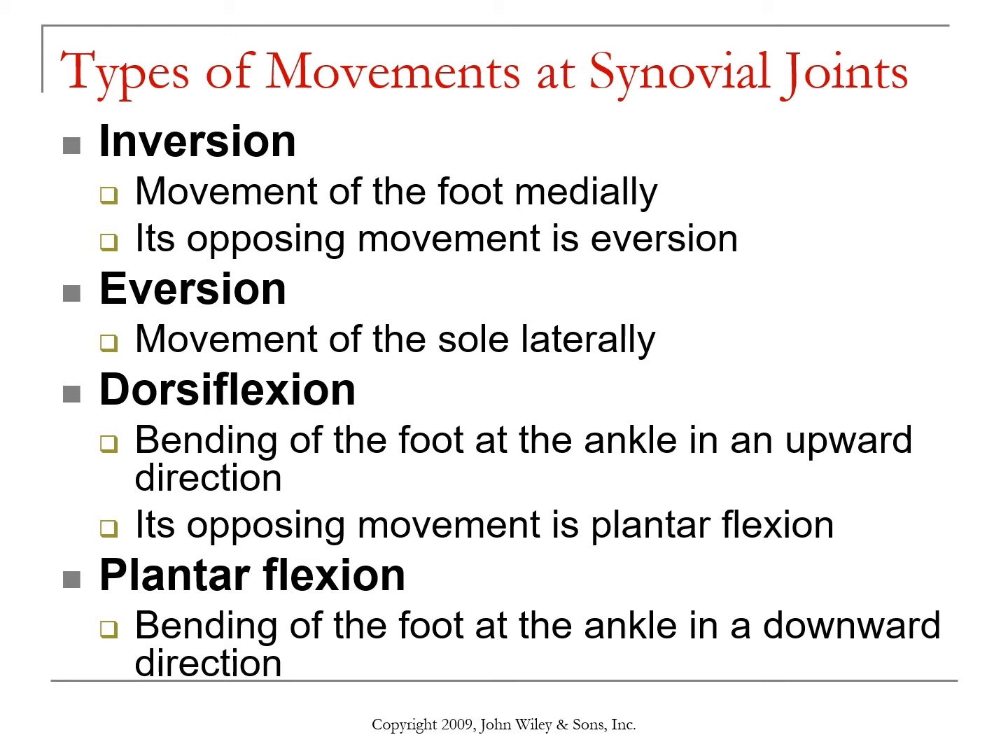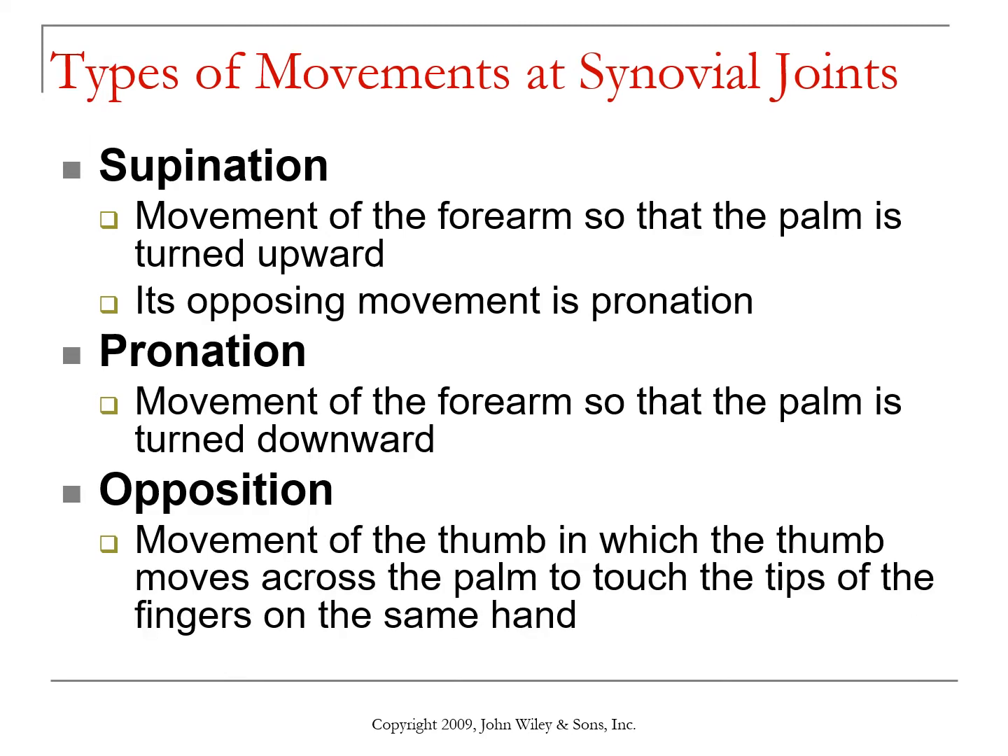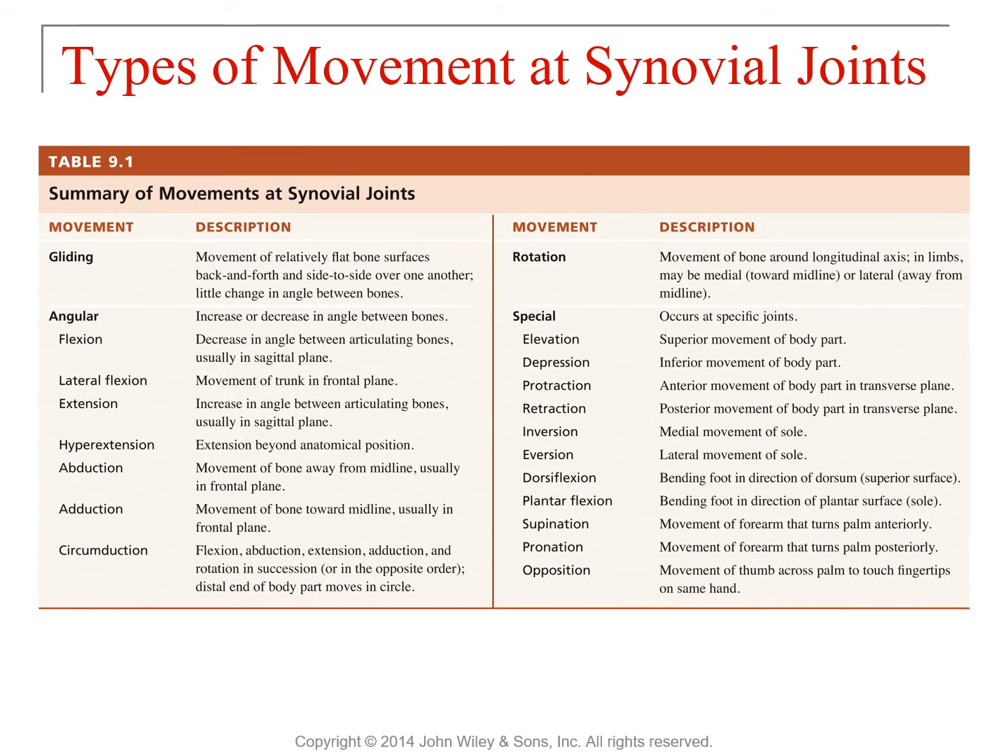All right, so again, inversion is to rotate the foot medially, and eversion is to rotate the sole laterally. Dorsiflexion decreases the angle, pointing the toes upward, and plantar flexion lowers the toes to point them toward the ground. Supination, turn the palms upward. Pronation, turn the palms downward or posteriorly. And then opposition again is moving the thumb across the palm to touch the tips of the fingers on the same hand. Here's a summary table of the various movements that occur at synovial joints.